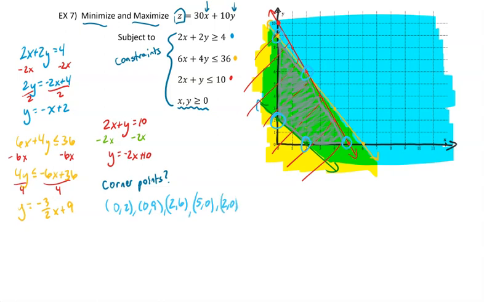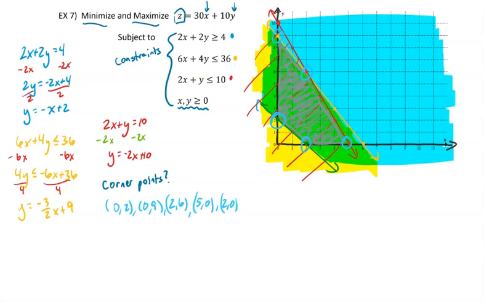By the way, I should mention that these corner points are not in any specific order other than the order that I happen to see them in. So if you get a list of corner points in a different order than I do, that is no big deal at all. It's going to be perfectly fine.